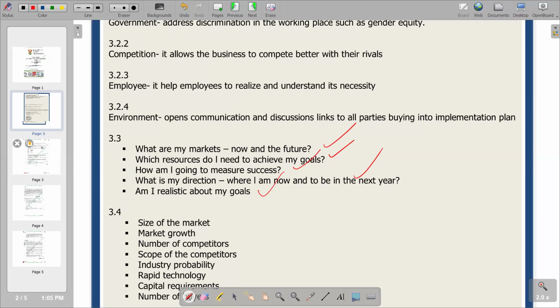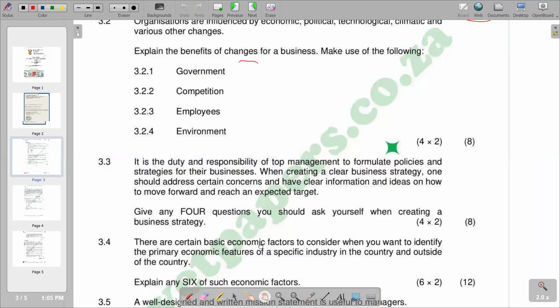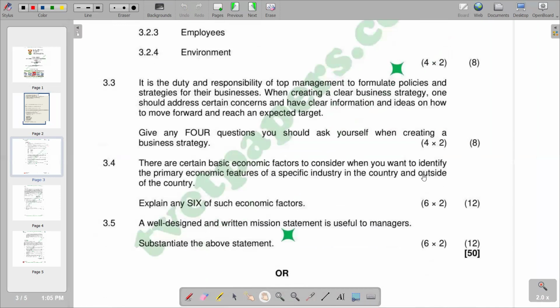So moving on to the next question, it reads, there are certain basic economic factors to consider when you want to identify the primary economic features of a specific industry in the country and outside of the country. Explain any 6 of such economic factors. So basically, the economic features, these are economic characteristics. How do we identify a specific industry? What are the specific characteristics that we use to identify or to measure a specific industry?